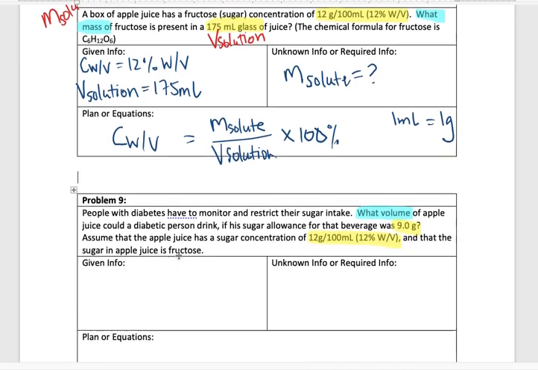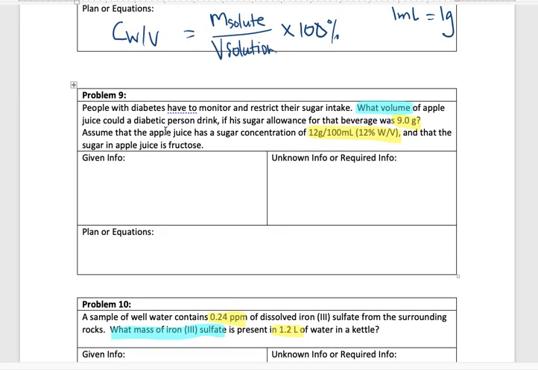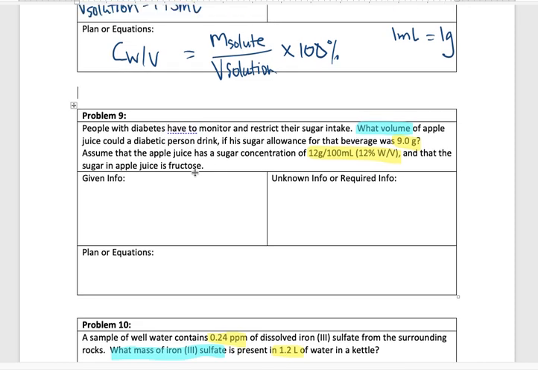Okay, next one. People with diabetes have to monitor and restrict their sugar intake. What volume of apple juice could a diabetic person drink if his sugar allowance for that beverage is 9 grams? Assume the apple juice concentration is 12% weight per volume, and that the sugar in the apple juice is fructose.